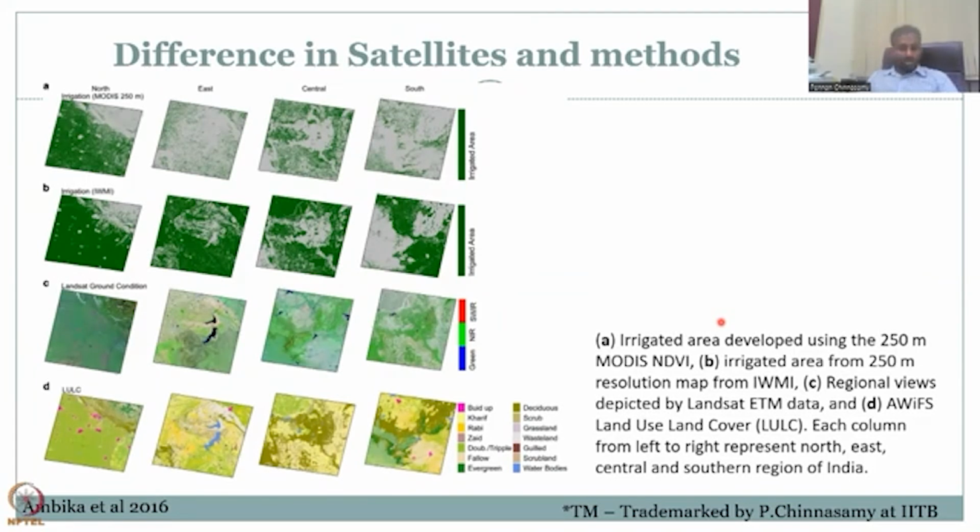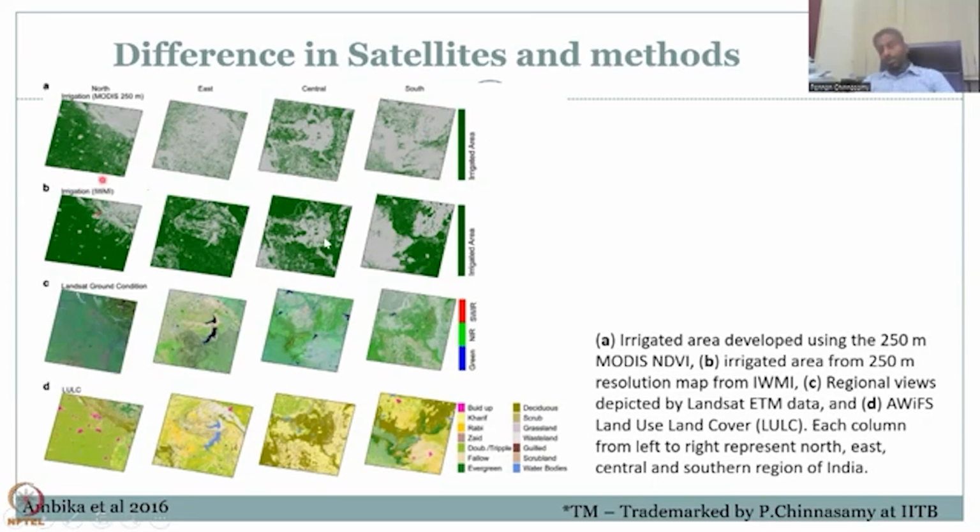So similarly, this study has also done a comparison of irrigated areas based on 250 meters, which is MODIS. So look at MODIS, which is very, very coarse resolution. Sentinel is 10 meters to 30 meter resolution. And then you have north, east, central, and south of India, irrigated area, how it changes. Then you compare that with IWMI's, International Water Management Institute's irrigation maps.